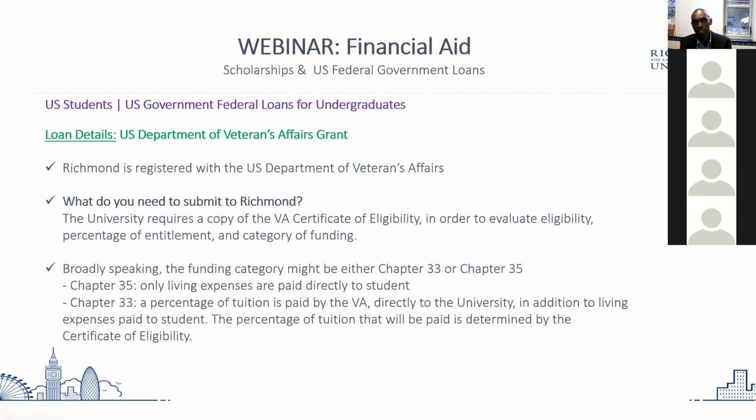One of the differences between Chapter 33 and Chapter 35: in the case of Chapter 35, it doesn't cover the tuition, but they do give a maintenance support that will be paid directly to the student. Whereas for Chapter 33, they'll pay tuition directly to the university, and they'll pay both tuition and maintenance, whereas Chapter 35 would be simply maintenance.